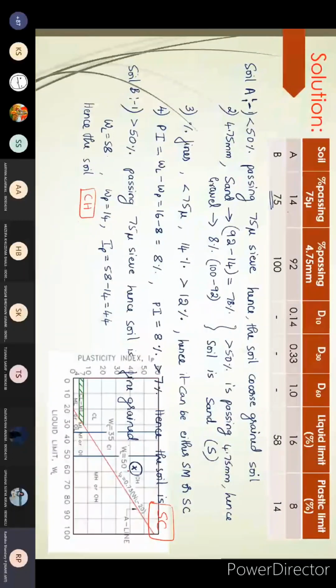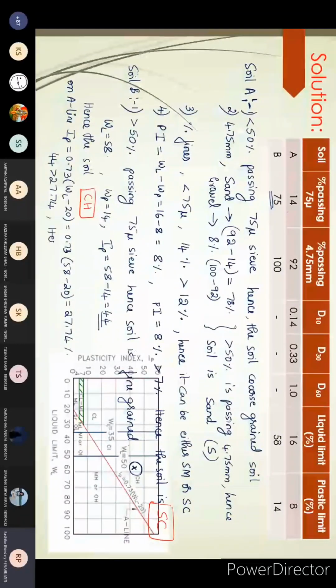Now we can also use this calculated value of IP and we'll do it in both methods. So calculate IP on A line: 0.73 times (WL minus 20), so 58 minus 20. What is this value on A line? It is 27.74. Now, what you have got is 44. So 44 is more than 27.74.